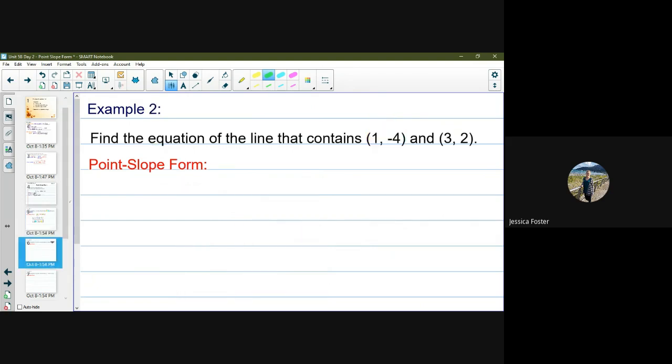Example number 2, find the equation of the line that contains 1, -4, and 3, 2. Once again, we're going to be writing this in point slope form.